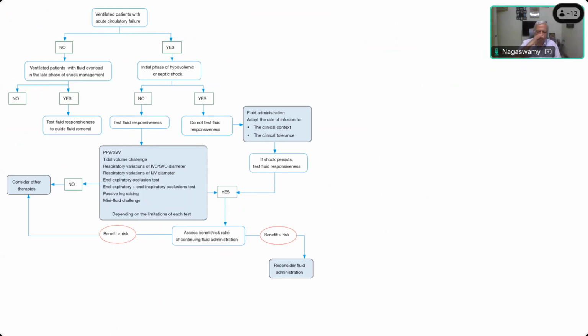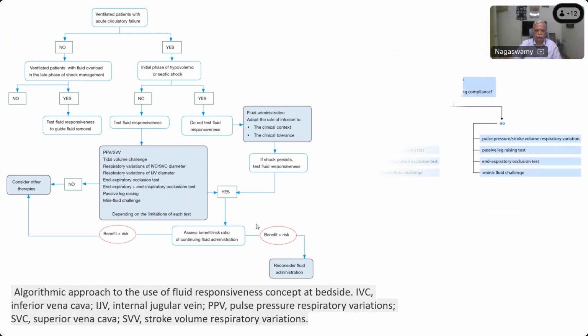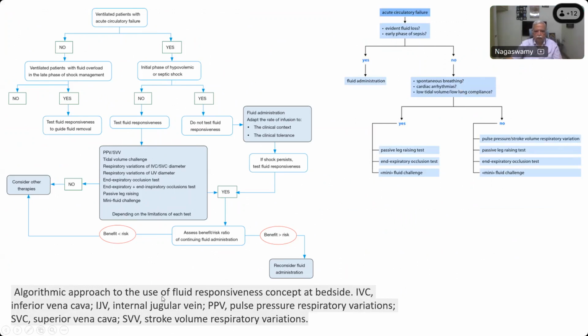So the basic point that you have to understand in this particular topic is, first of all, the heart and lungs should have a normal interaction. Second thing is, if the patient looks to be in a hypovolemic state, by giving a fluid challenge, whether he will benefit or not without going in for overloading, is the idea of this test. So that can be achieved by doing all these various tests, and then depending on that you can give the fluid support and do the testing. So this is the algorithmic approach to use of the fluid responsiveness concept at the bedside.